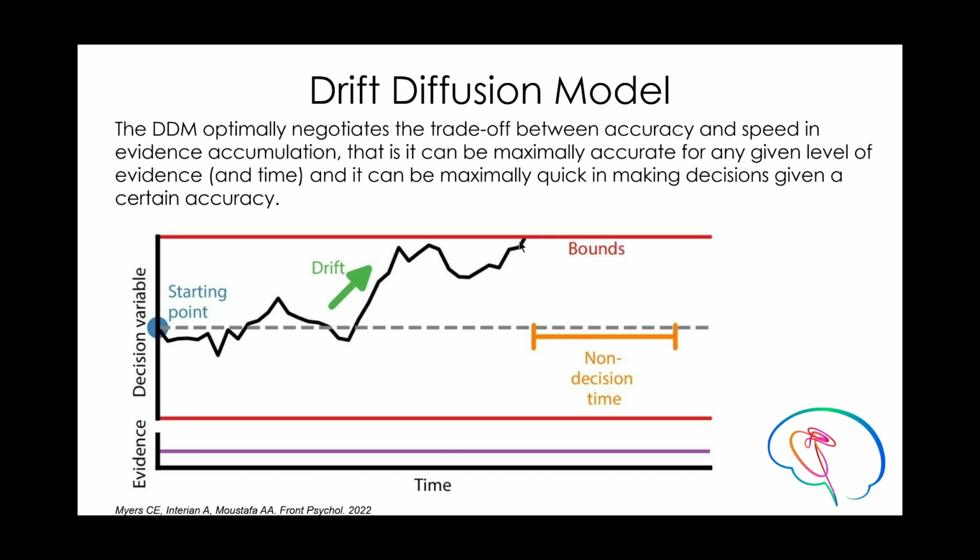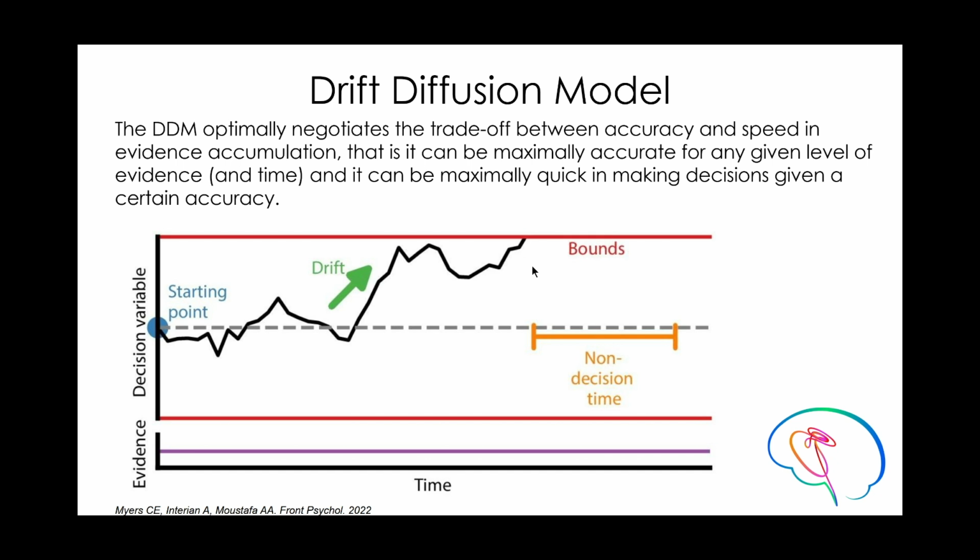And you can see colored here are all the free parameters that we can use, right? The starting point can represent any bias that the participant might have, any tendency towards one category or the other. And this is particularly useful when you vary the reward that they might get from one choice over the other. Drift is the rate by which they accumulate evidence.